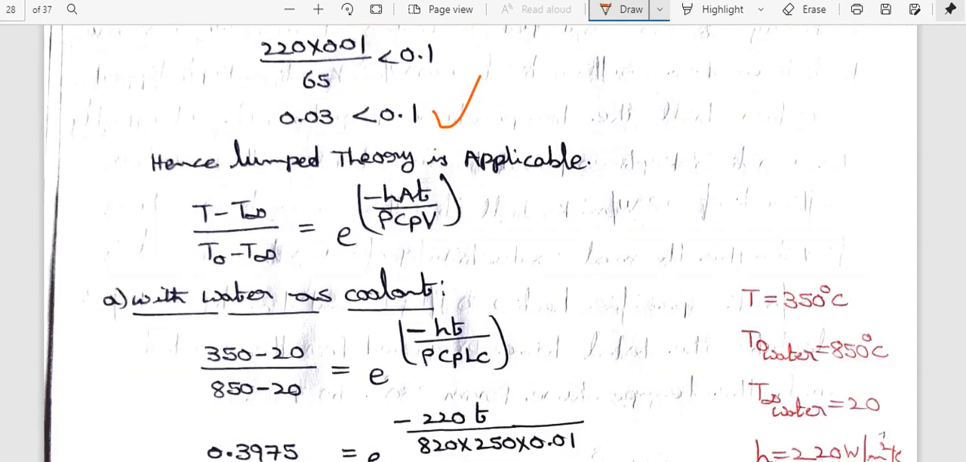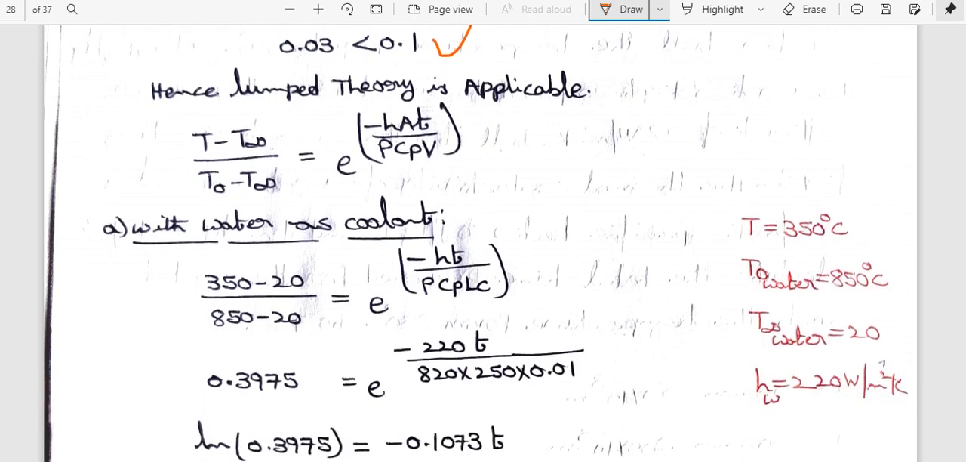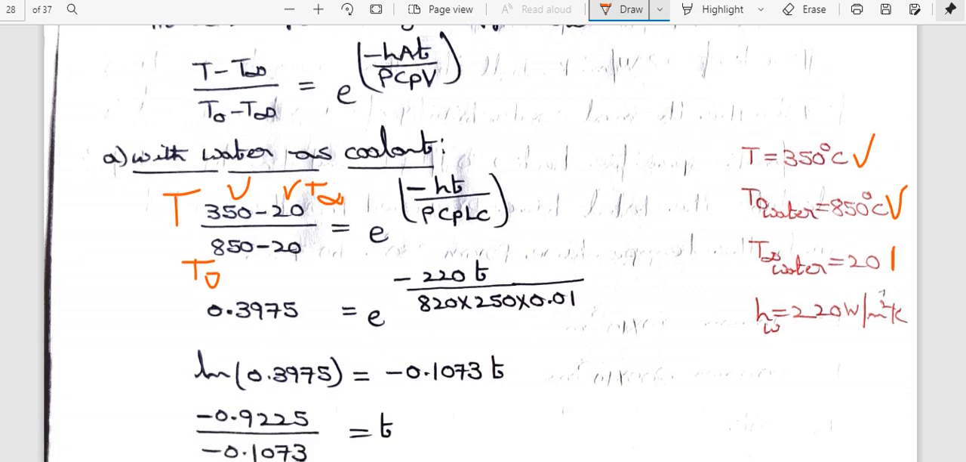So here T minus T infinity by T naught minus T infinity is equal to e power minus hAt by rho CpV, with water as a coolant. So here all these values can be substituted like this. So here the first question is water as a coolant. So for water coolant, here this is the T value, this is the T naught value, and this is the T infinity value. So here T naught equal to 850, and the water temperature T infinity is equal to 20, and h equal to 220. So these are the water values.